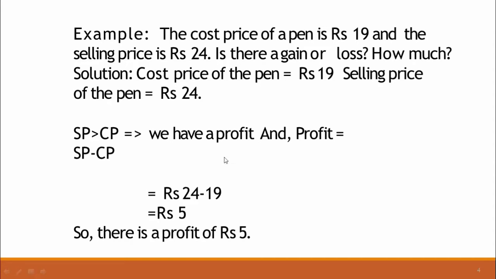The profit can be defined by selling price minus cost price. So the selling price is 24 minus 19, where 19 is the cost price. 24 minus 19 is equal to 5. So in this situation, there is a profit of 5 rupees.